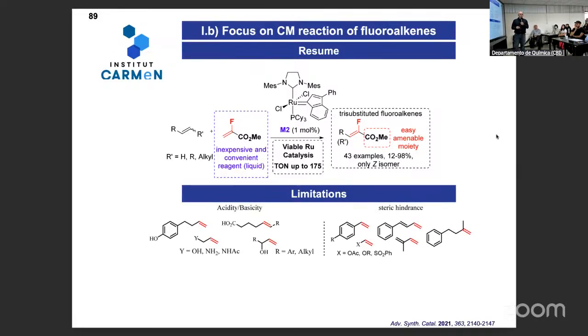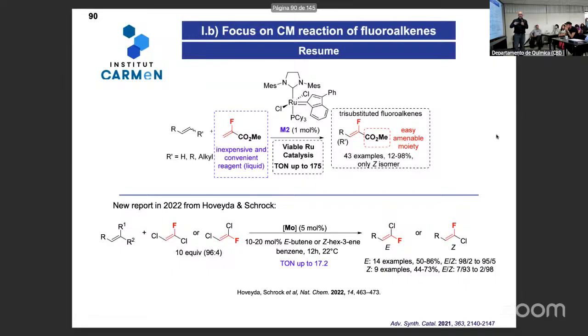We cannot have basic or acid compounds on our substrate, otherwise the reaction is not working. And if you have 2 steric bonds, for example, with styrene or a conjugated double bond, it doesn't work easily.